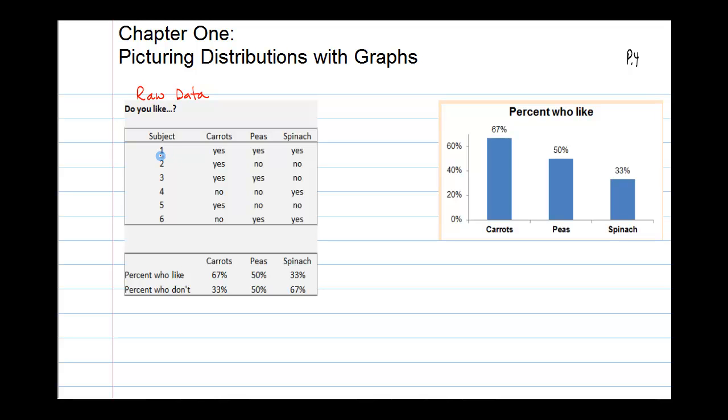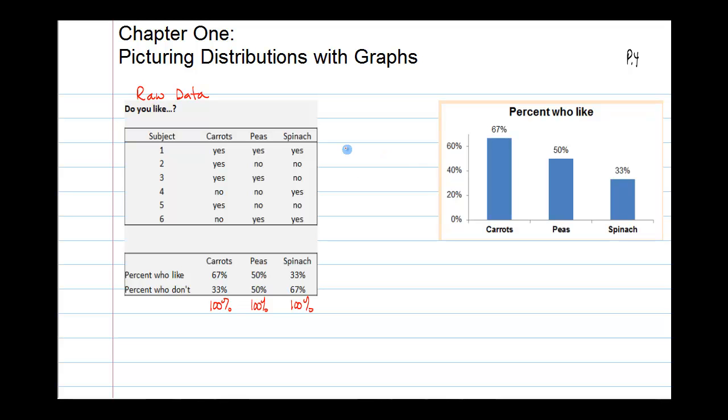Now for this particular case, if you notice, this first subject likes all three of these. Subject 2 only likes carrots, and so when I try and find the percentages under carrots, I have 1, 2, 3, 4, 5, 6. So I have 4 out of 6 of the people like carrots, and then the other, yes, 2 out of 6 or 1/3 don't like carrots. So 4/6 and 2/6, and there are my percentages. Now notice this does sum to 100% here. Same with peas, it sums to 100%, and the same with spinach sums to 100%.